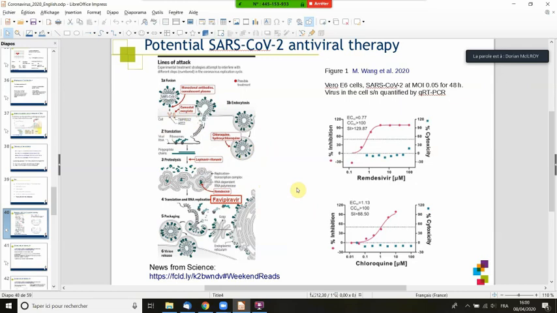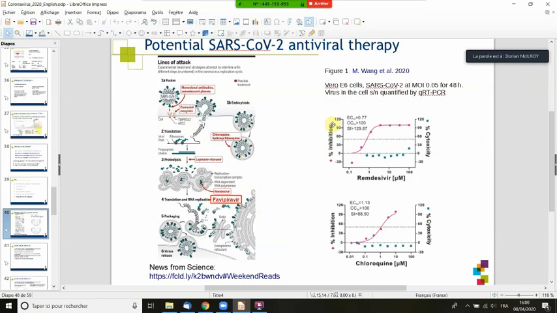So this is a very fast publication earlier this year. They were looking at SARS-CoV-2 infection in a kidney epithelial cell line from monkeys, Vero cells. So what they do is they infect the cells, and then 48 hours later, in the presence of different concentrations of different molecules, they see how much virus has been released. So there are two curves here. The blue dots are for cell survival, and the red line is for the percentage inhibition of virus replication.